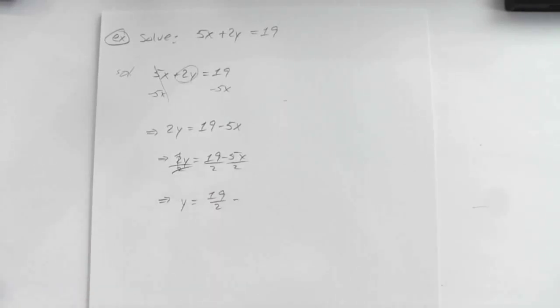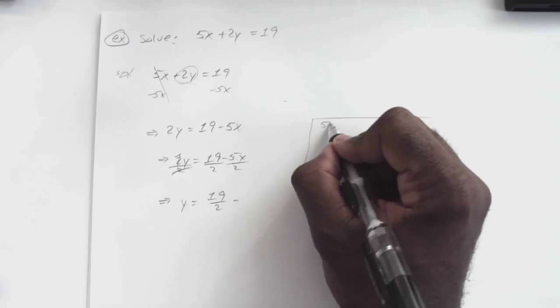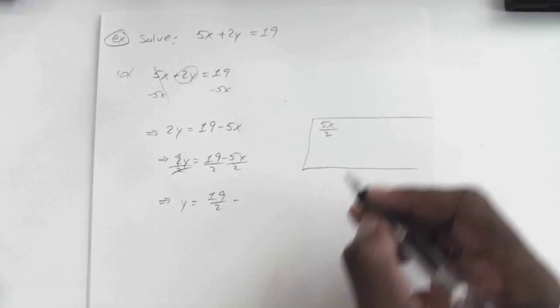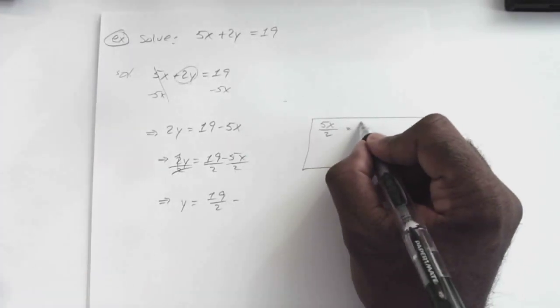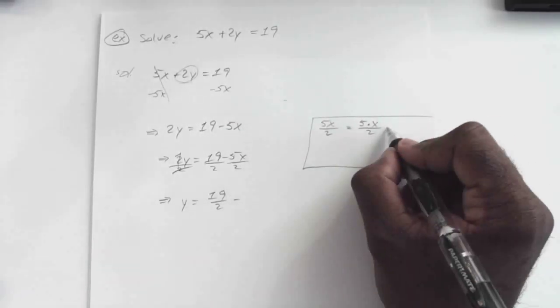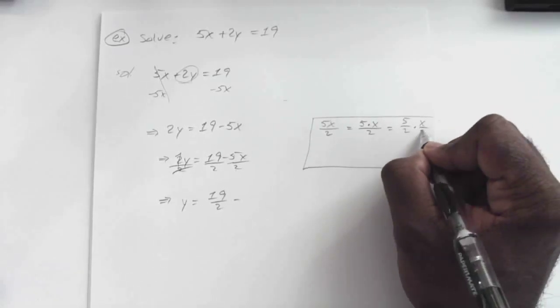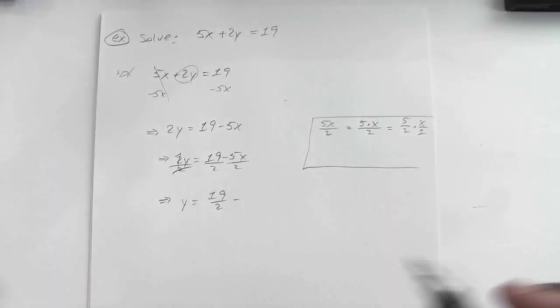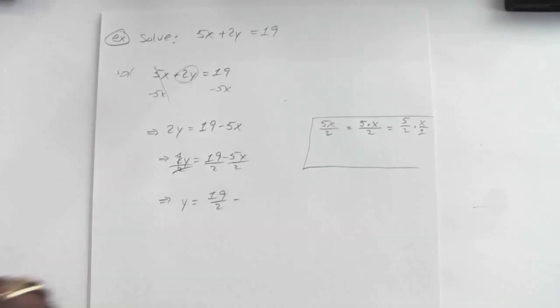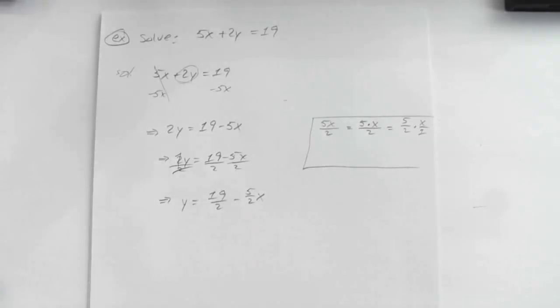We could bring that out to the front if we want to, because 5x over 2 is the same as saying 5 times x over 2, which is the same as 5 over 2 times x over 1, which is the same as 5 over 2 times x. So that 5 over 2 can be brought right out to the front times x.